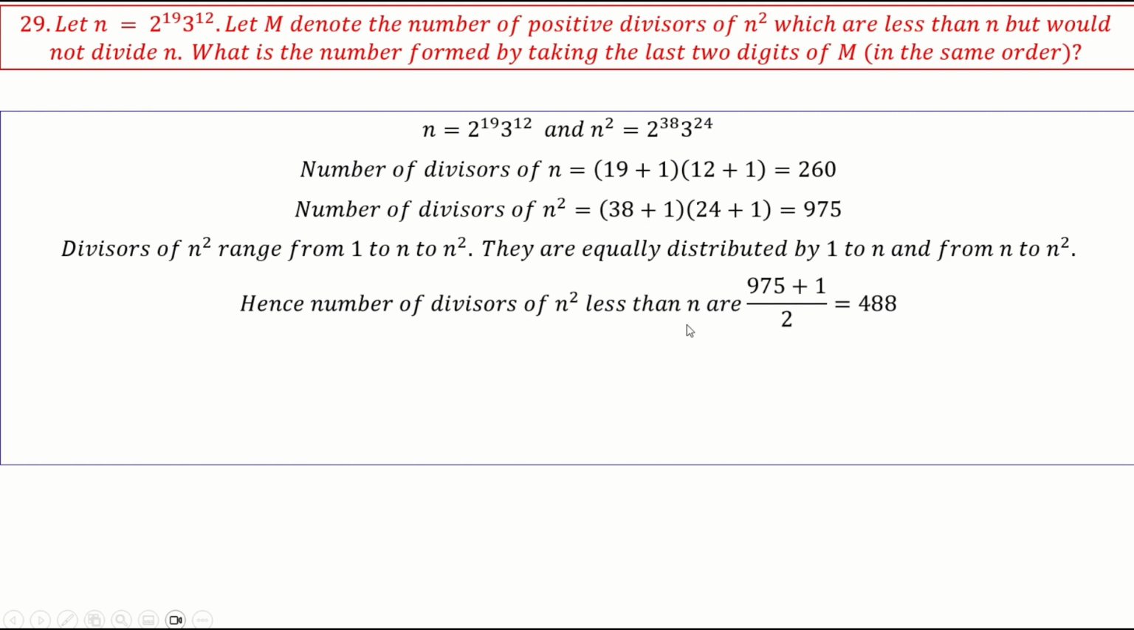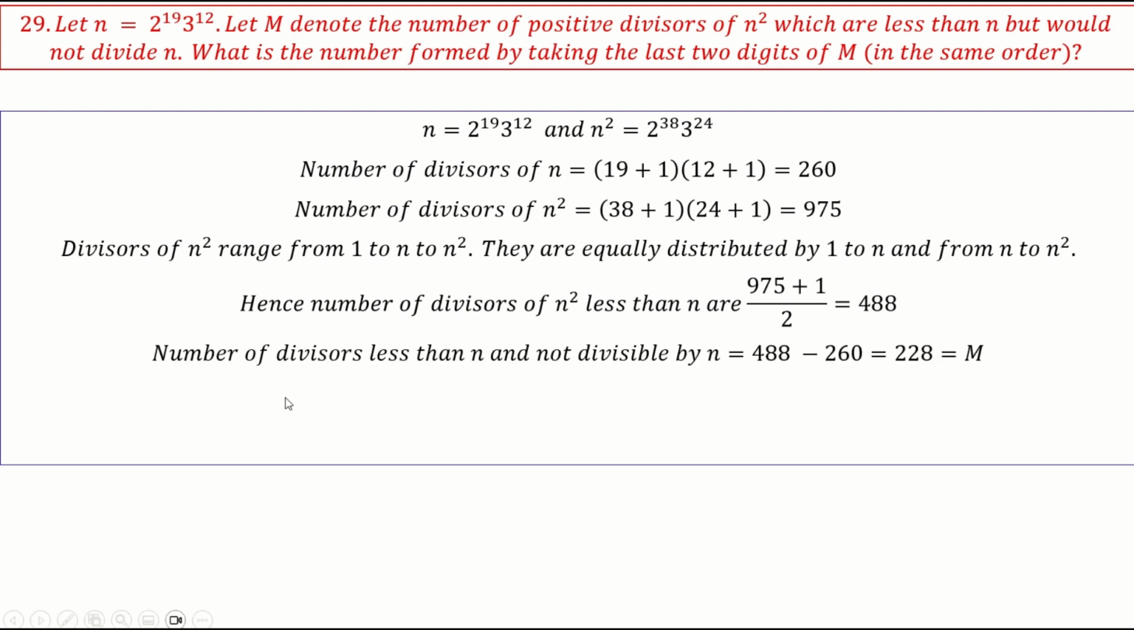But from this, I should remove all the divisors of n. Correct? So if I remove all the divisors of n, 488 minus 260, which is nothing but 228. This is my m. And what is it asking? It is asking only for the last two digits of m, which is 28. So this is the answer.